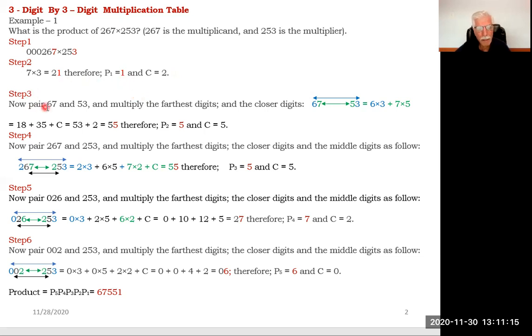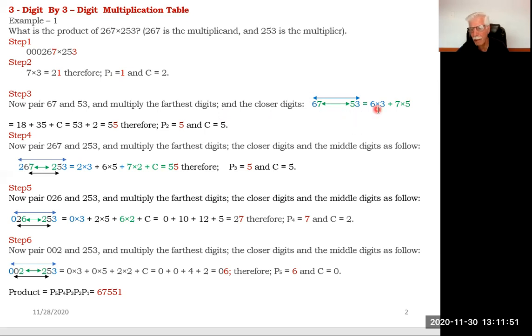Now we pair 67 and 53. We actually move one digit to the left in the multiplier and also in the multiplicand. So we choose 67 and 53. Now, as we pair these two, we multiply the farthest digits and the closer digits. The closer digits are 7 and 5, and I have shown that with the green color, and the farthest digits are 6 and 3, shown with the blue color.